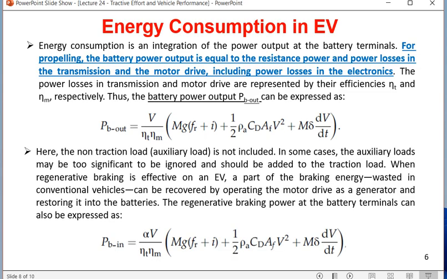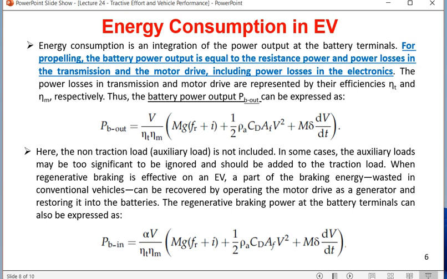Here the non-traction load or auxiliary load is not included. In some cases, the auxiliary loads may be too significant to be ignored and should be added to the traction load. When the regenerative braking is effective on an EV, a part of the braking energy wasted in conventional vehicles can be recovered by operating the motor drive as a generator and restoring it into the batteries. So actually they are explaining about regenerative braking.